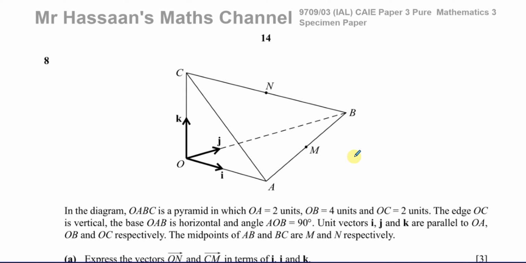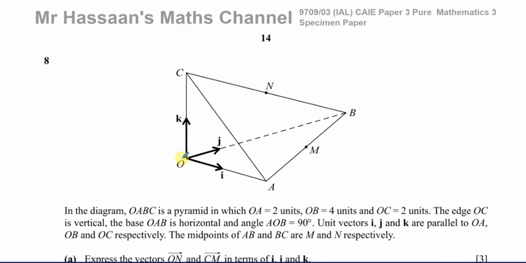I'm now on question number 8 from this specimen paper for the Pure Mathematics paper 3. This is from the Cambridge 9709 syllabus, and here we have a question about vectors. We're told about this diagram OABC, which is a three-dimensional diagram. It's actually a pyramid where we can see OAB. You could say that's the base.